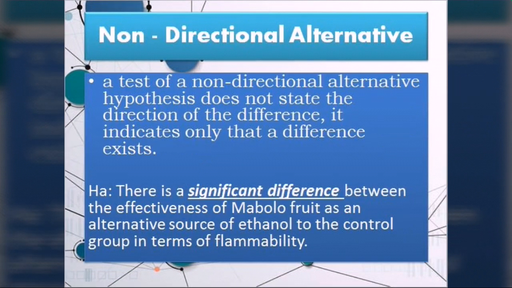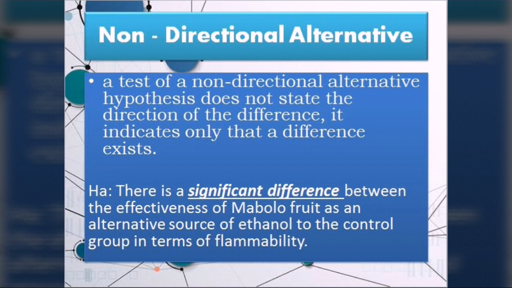Now let's have the non-directional alternative hypothesis. A test of a non-directional alternative hypothesis does not state the direction of the difference. It indicates only that a difference exists. Example, there is a significant difference between the effectiveness of mabolo fruit as an alternative source of ethanol and the control group in terms of flammability. Take note of the words "there is a significant difference."